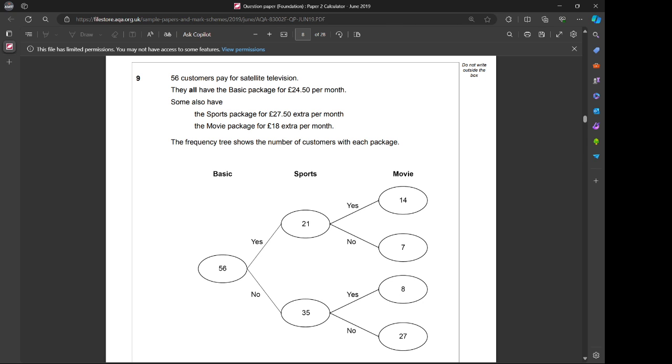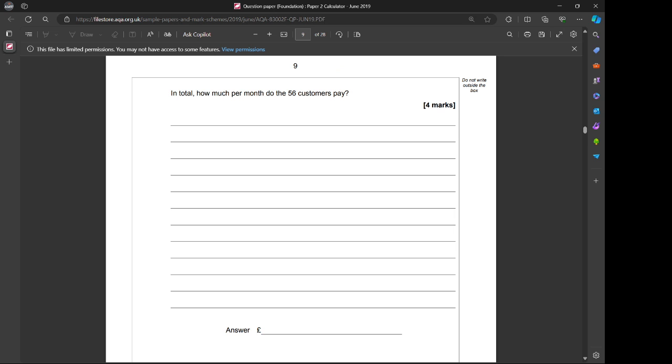Right guys, question 9, okay, so we'll give it a go. It says 56 customers pay for satellite television. They all have the basic package per month. Some also have the sports package, and the movie package for £18 per month. The frequency shows the number of customers with each package. The question then says, in total how much do the 56 customers pay.